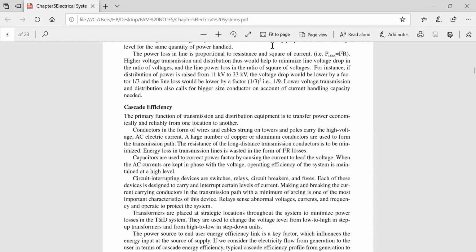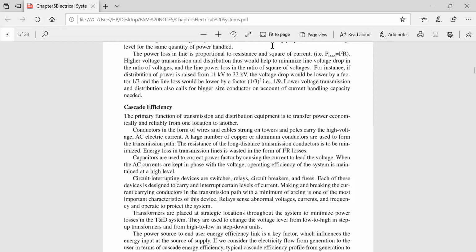ACSR, aluminum conductor steel reinforced. The conductors are in the form of wires or cables swinging on towers and poles, carrying high voltage AC current. Then we have the capacitor, because to improve the power factor we install a capacitor. We talked about series compensation also, where we have a capacitor in series with the transmission line.